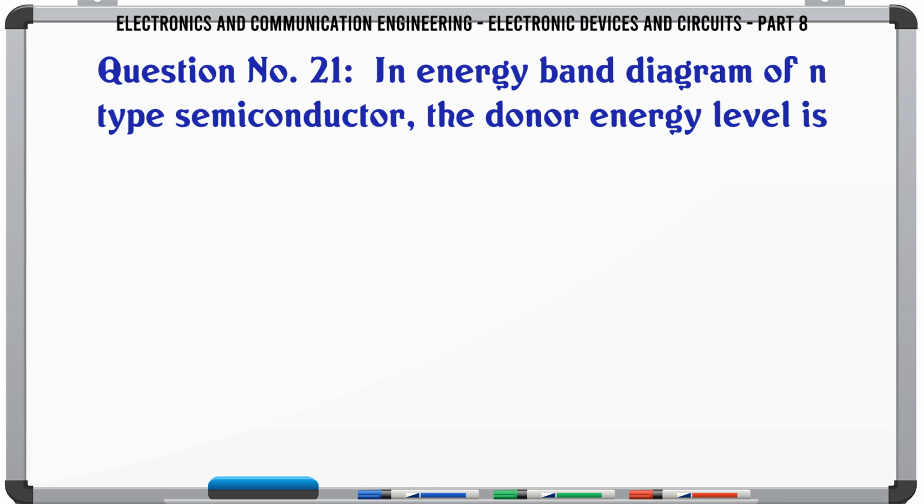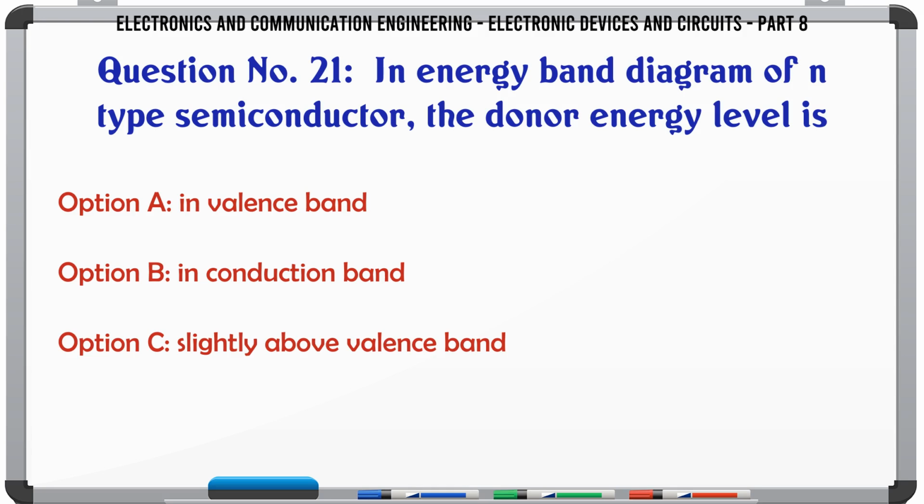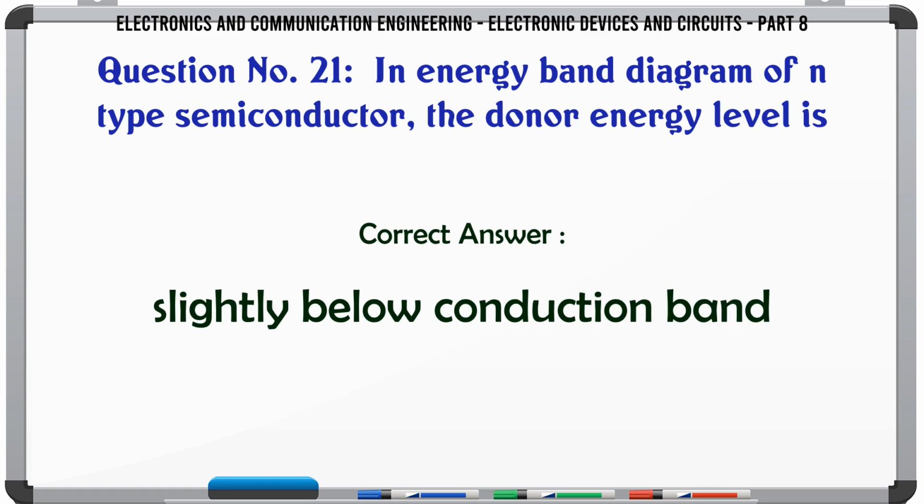In the energy band diagram of N-type semiconductor, the donor energy level is A. in valence band, B. in conduction band, C. slightly above valence band, D. slightly below conduction band. The correct answer is slightly below conduction band.